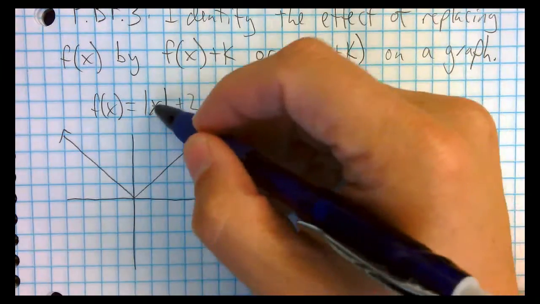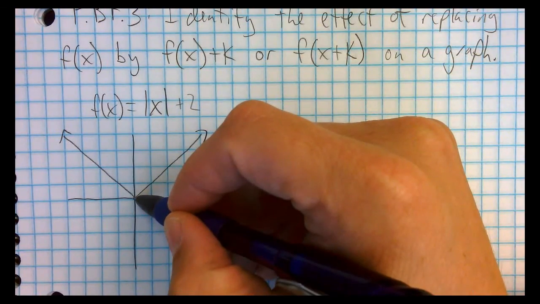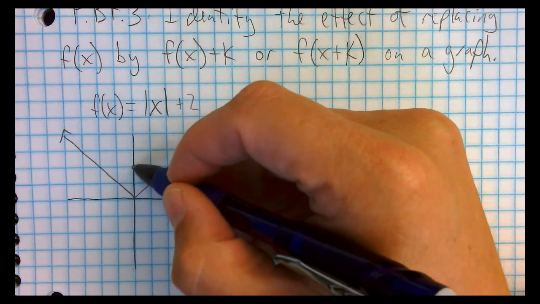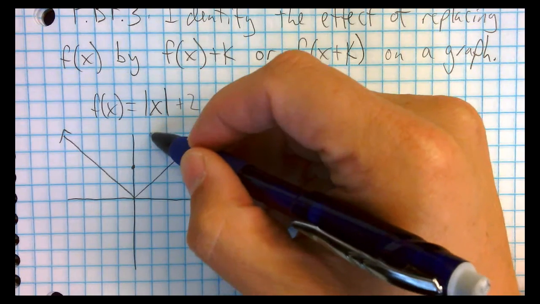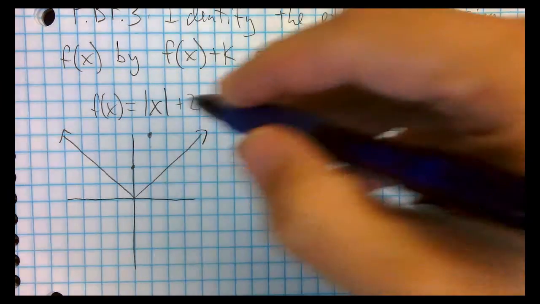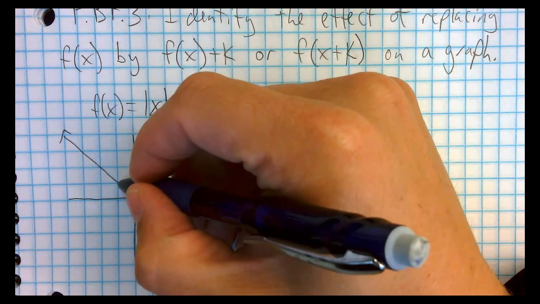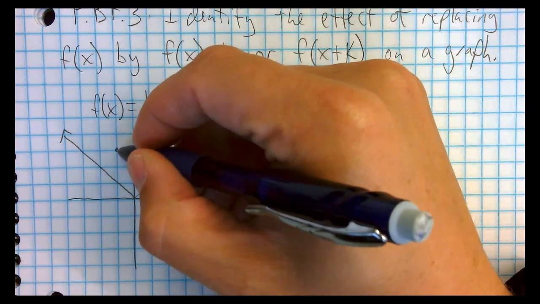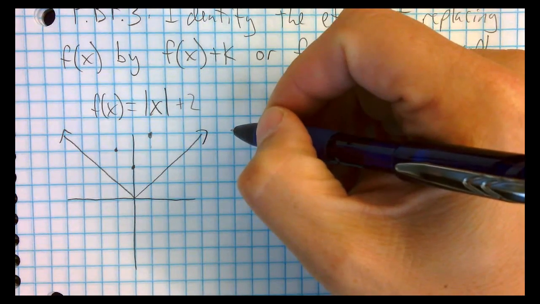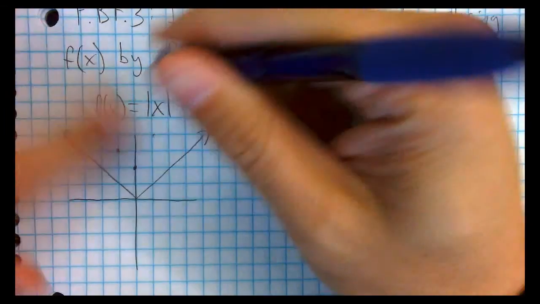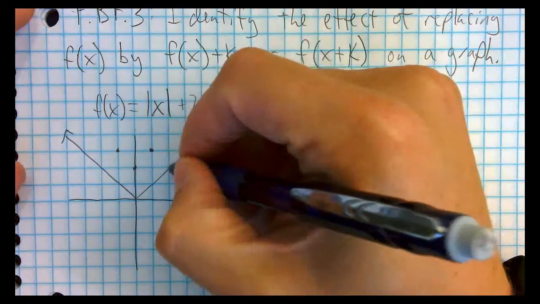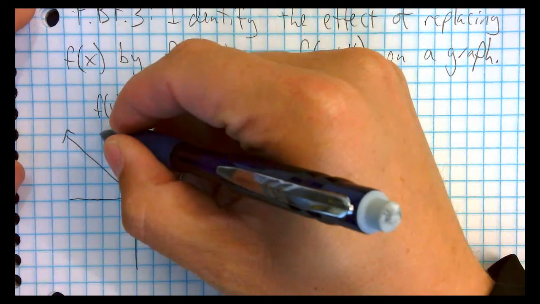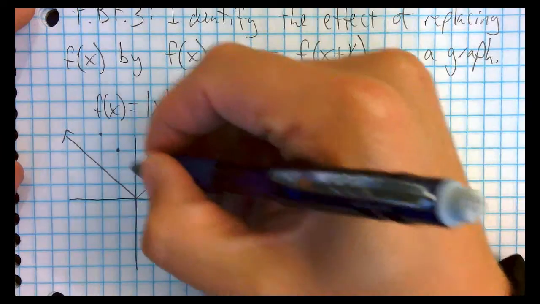So if I plug 0 into here, the absolute value of 0 is still 0, but then I'm going to add 2 to the end. At 1, absolute value of 1 is 1, plus 2 is 3. So that's right there. Negative 1, the absolute value of that is 1, plus 2 more is right there. Let me back up and fix that point. And for every point along here, you'll notice that this point is just going to be 2 higher.